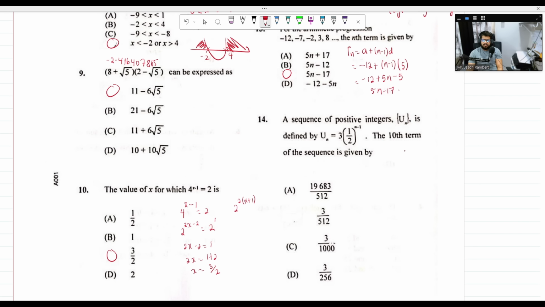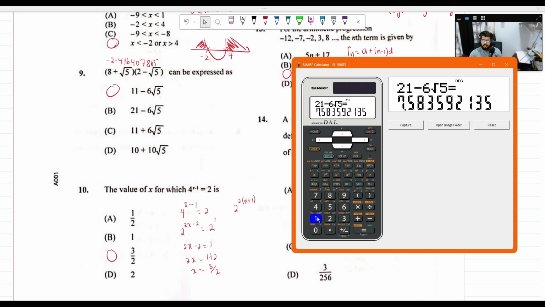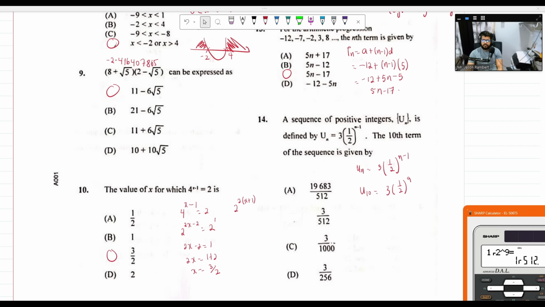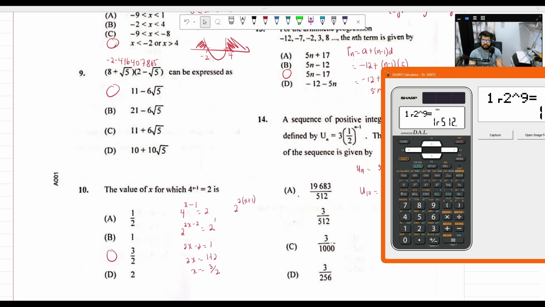A sequence of positive integers u sub n is defined by u sub n is equal to 3 into 1 over 2, to the power n minus 1. That is a sequence of positive integers, so each term here is an integer. The 10th term in the sequence is going to be u10. It's 3 into 1/2 to the power 9. We have to go on the calculator here. 1/2 to the power 9 is 1 over 512, and 3 over 512 is the answer. Alright, cool.